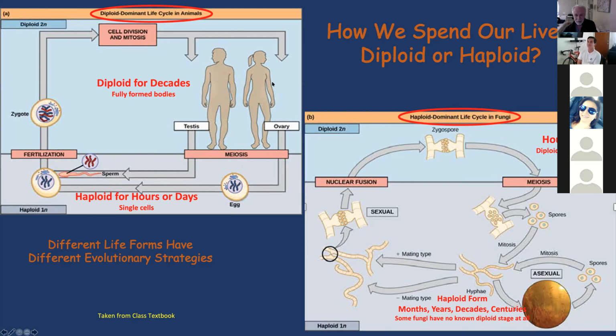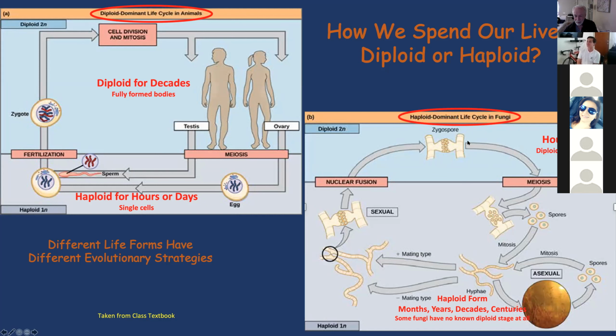Now that's in contrast to certain other organisms. And we can take, for example, a fungus. Many fungi, not all, but many have what's called a haploid dominant life cycle. That means they're haploid most of the time that they exist.